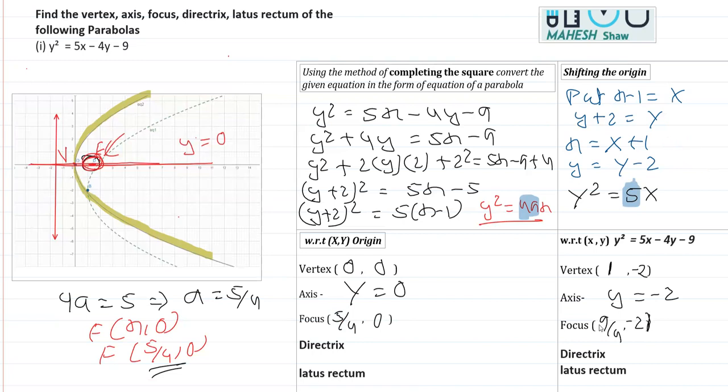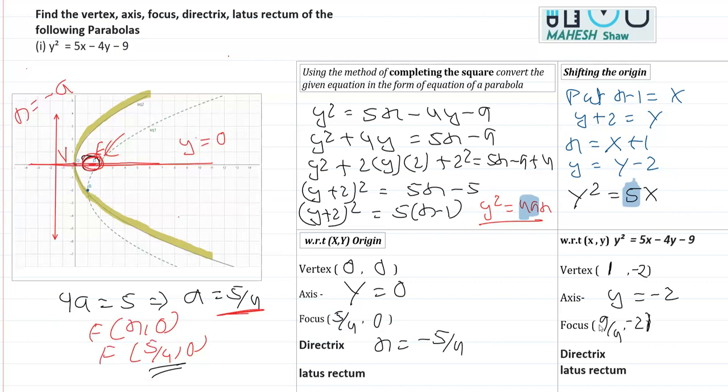After that, we can see the equation of directrix. For the parabola with origin 0, 0, as you must be aware, the directrix is parallel to the y-axis, and it is on the other side of the focus, in the form of x is equal to -a, and a, as I can see, is this. So the equation of directrix for this capital X, capital Y is going to be x is equal to minus a, and a is 5/4.